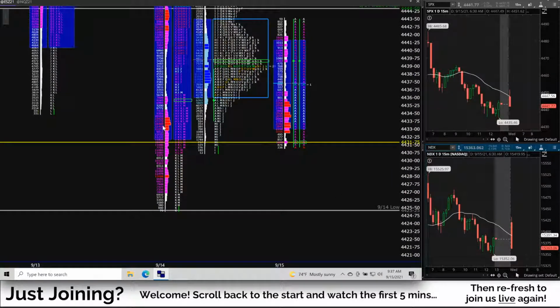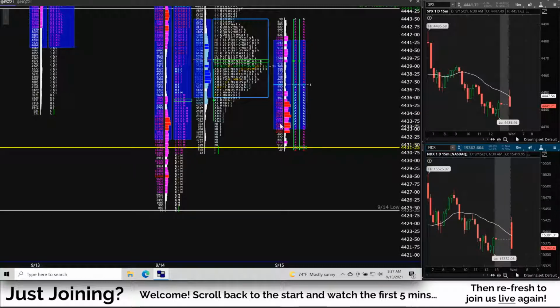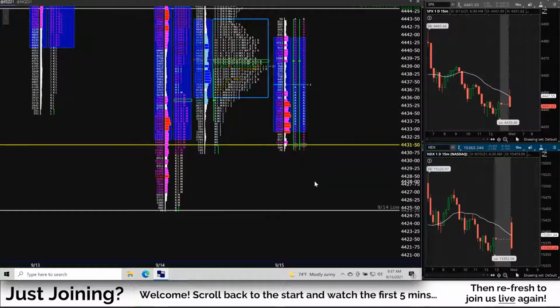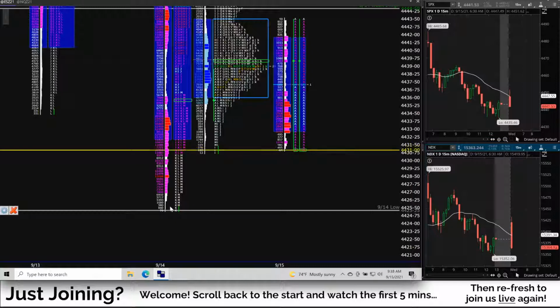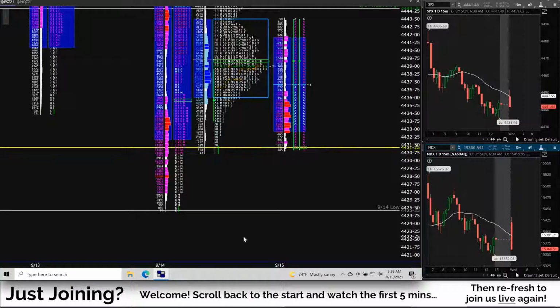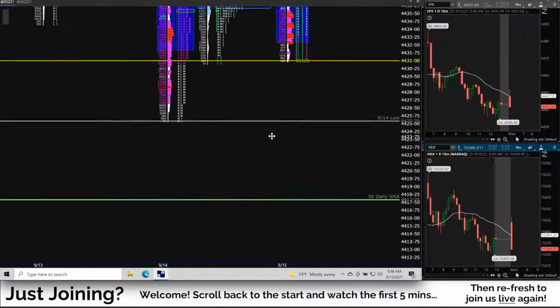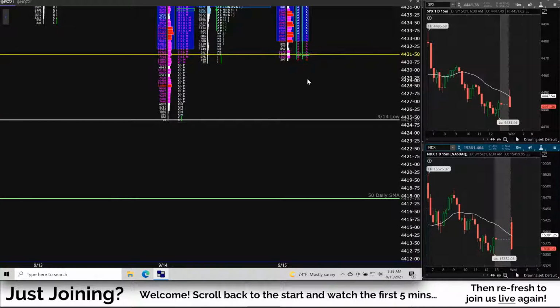Okay, so we pushed through this node, and then it acted as resistance when we tried to get back above. So that's a sign that the market needs to pull back further. Next support is going to be this node just above the low, and then the low itself from yesterday. If those fail, you're looking at further downside continuation.